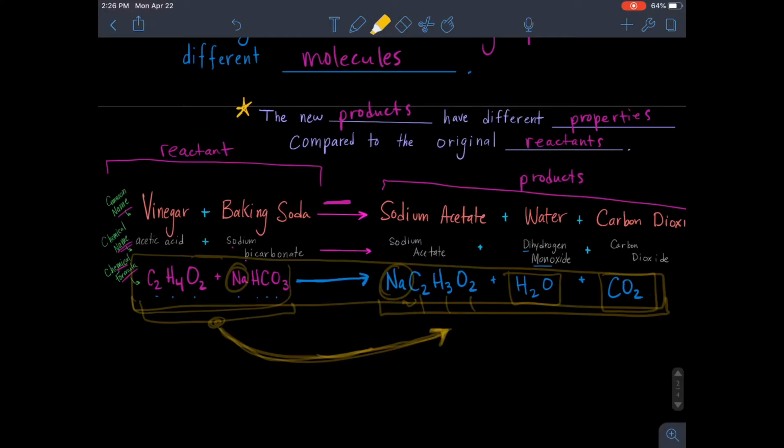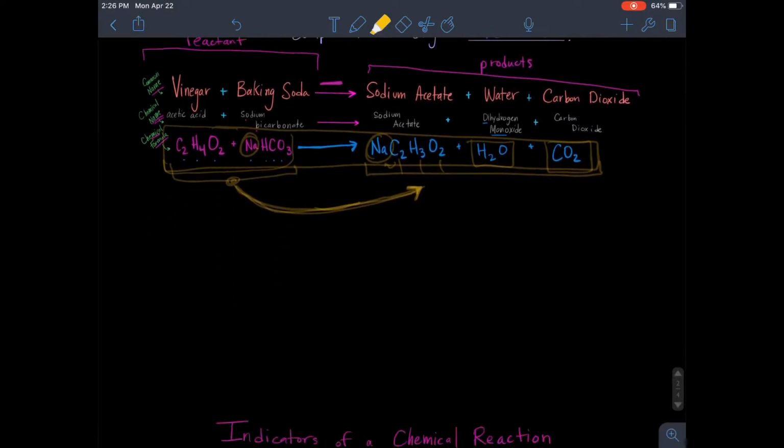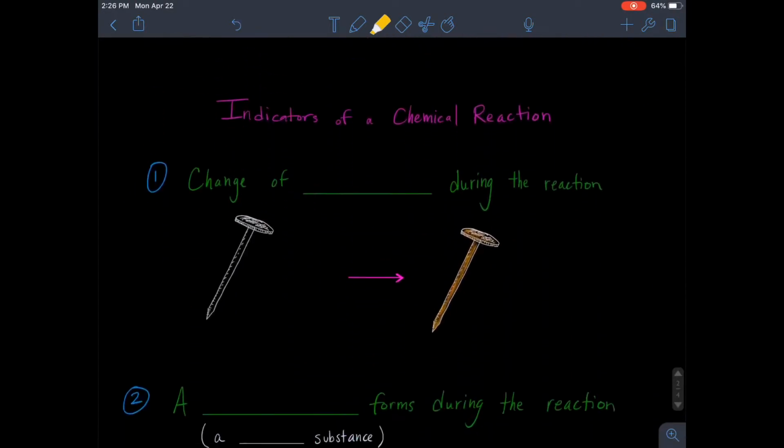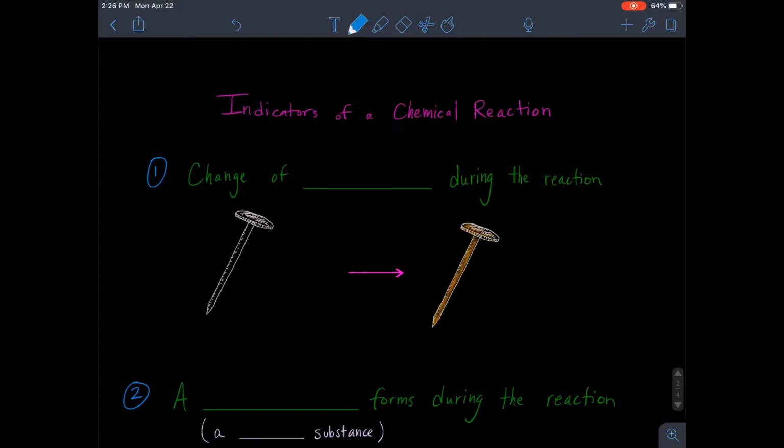So let's look at the things that we can actually see, the indicators of a chemical reaction. You're going to want to start this on a new page. All right, so the first indicator of a chemical reaction is that there's a change of color during the reaction. And something you're going to notice with each of these is that this happens during the reaction. So when you add some things together, you end up with a change of color.